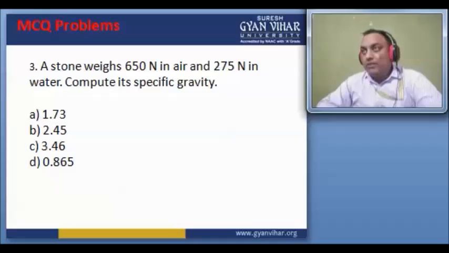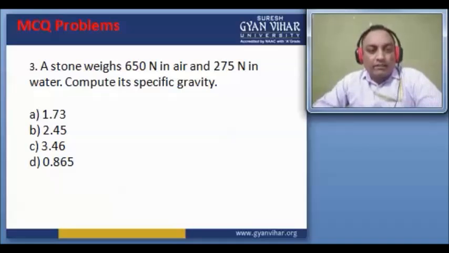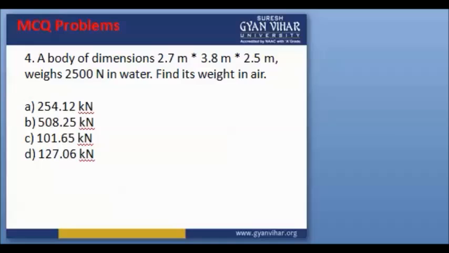By the buoyancy formula, you find the density and then the specific gravity, right? So the correct answer for this question is A. A is 1.73. This is the correct answer for this question. Let's move to the next question. Question number 4 is here.